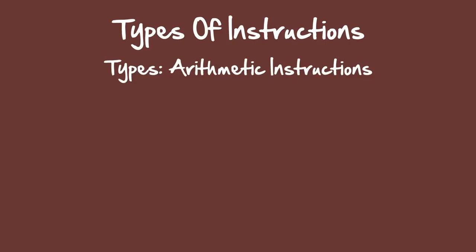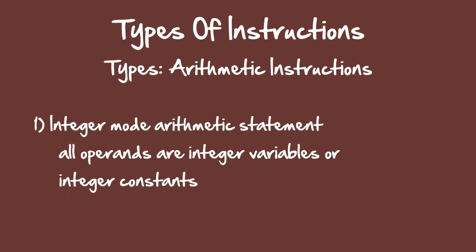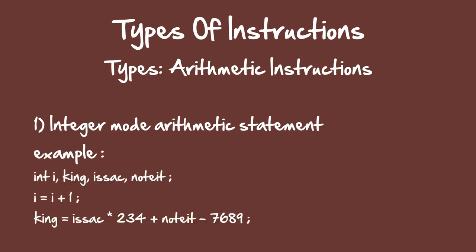Now, there are some types of arithmetic statements. A C arithmetic statement could be of three types. These are as follows. Integer mode arithmetic statement. This is an arithmetic statement in which all operands are either integer variables or integer constants. An example is like this. Integer i, king, isaac, note. i is equal to i plus 1 and king is equal to isaac into 234 into note minus 7689. So here in this example, all operands are integers. So that's why it is called integer mode arithmetic statement.